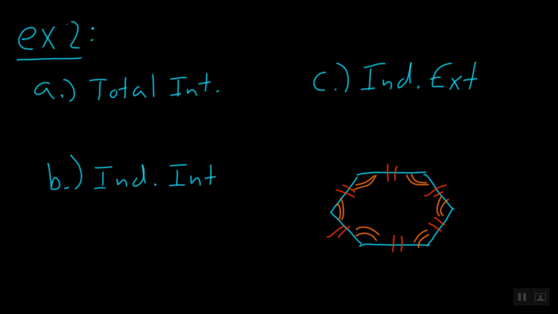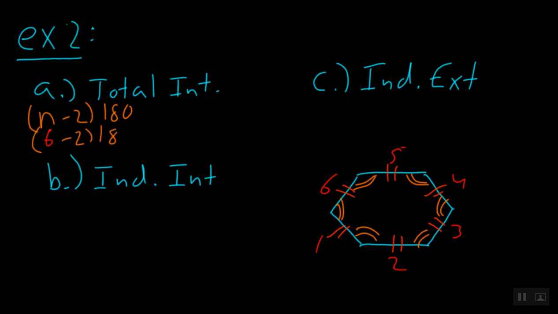Okay, now let's go back to our formula. For our total interior angles, we know that it's going to be n minus 2 times 180. Now here, if you'll notice, how many sides do we have? We have 1, 2, 3, 4, 5, 6 sides. So we're going to do 6 minus 2 times 180. And of course, y'all know this 6 minus 2 will give us 4 times 180. And that is actually going to give us 720 degrees.